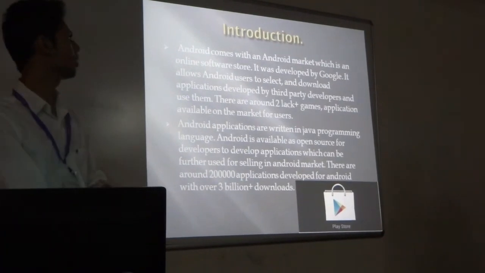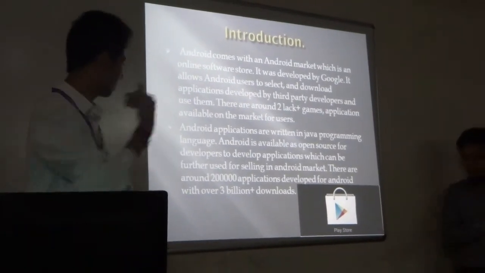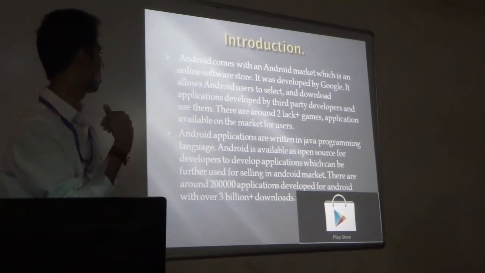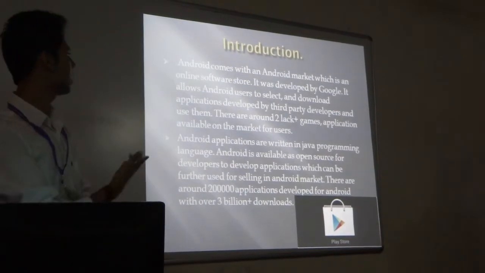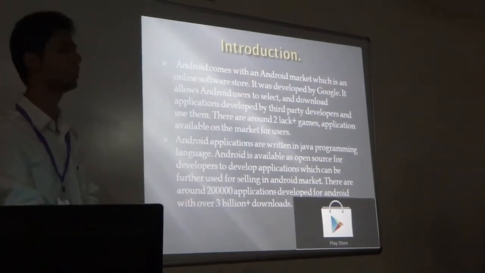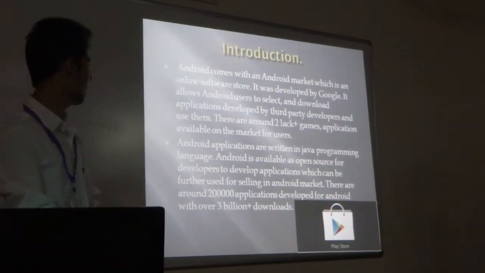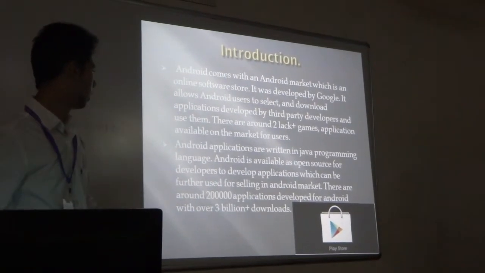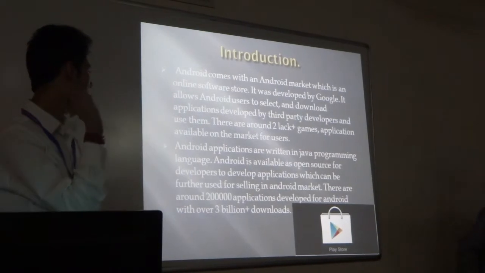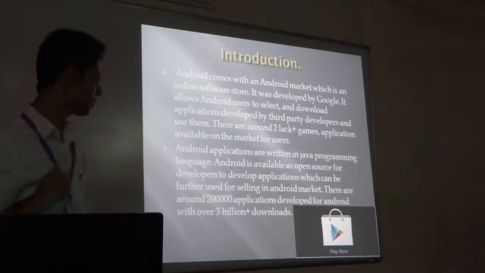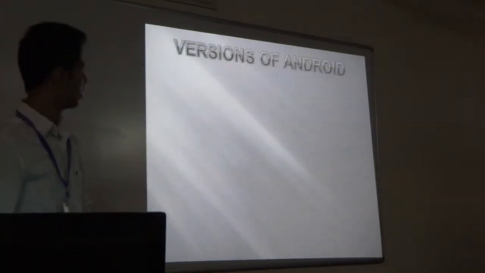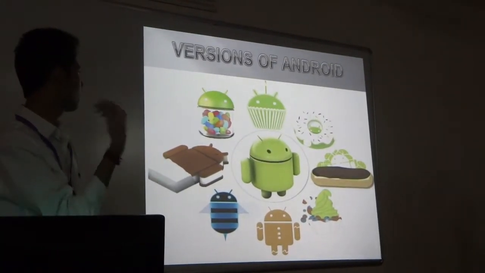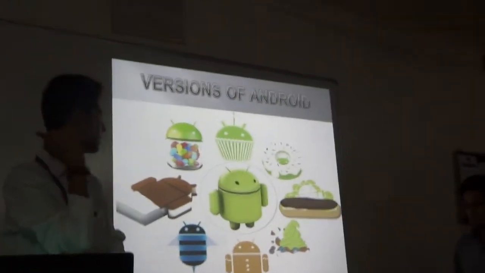Android comes with an Android market, as we all know. The logo looks like this. Android comes with an Android market, which is an online software store. It has around 2 lakh games and applications available on the market. Android applications are written in Java programming language. There are around 2 lakh applications with over 3 billion downloads. These are basically the versions of Android, which my friend Shashank will be handling now.